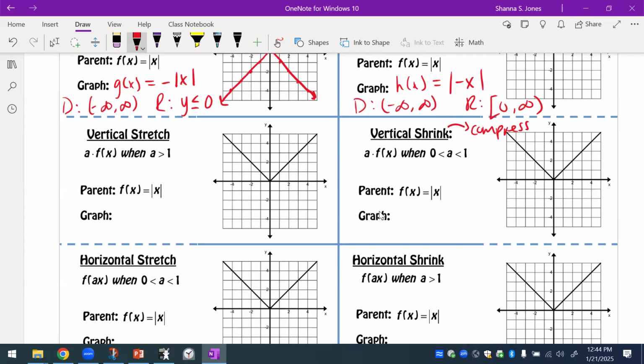A vertical stretch means that you are taking your value, which is a, and you're multiplying it times your f of x, which means y. Does that make sense? So all you're doing is taking a and you're multiplying it times all of your y values.